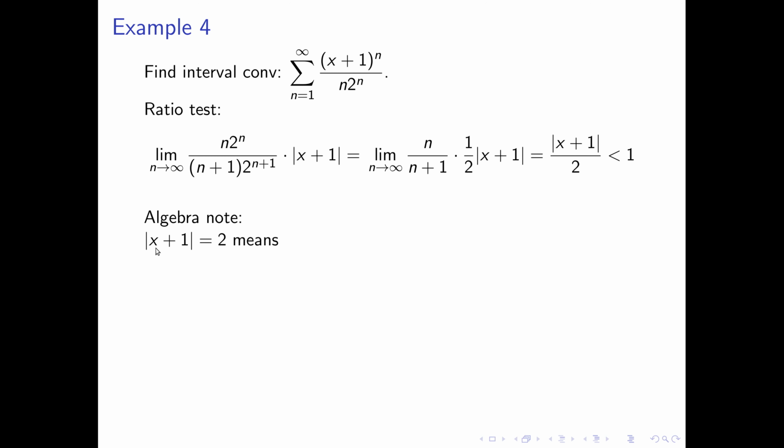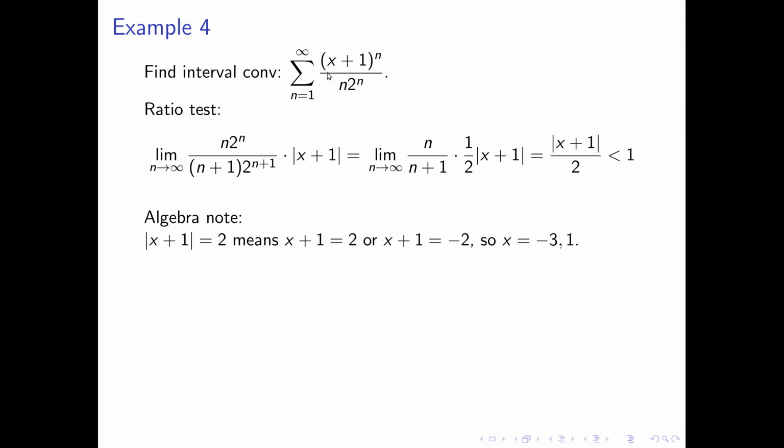And so what are the two endpoints that I have to check? Well, if I take x plus 1 equals 2, that means that x plus 1 is equal to either positive 2 or x plus 1 is equal to minus 2. So if I solve each of these equations, right, if I take x plus 1 equals 2, then x must be 1. And here x must be negative 3. So we have negative 3 and 1. So now we have to check our endpoints.